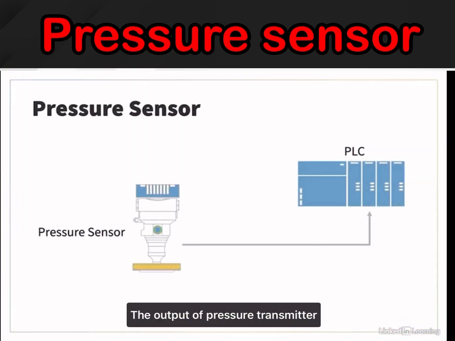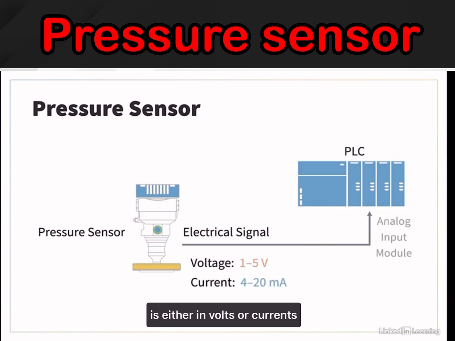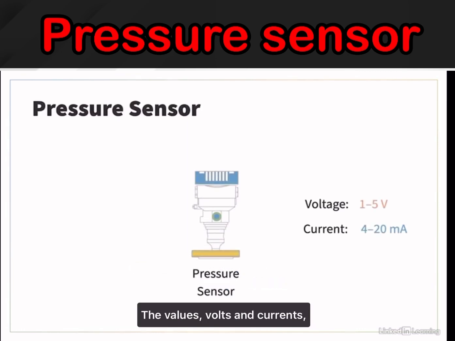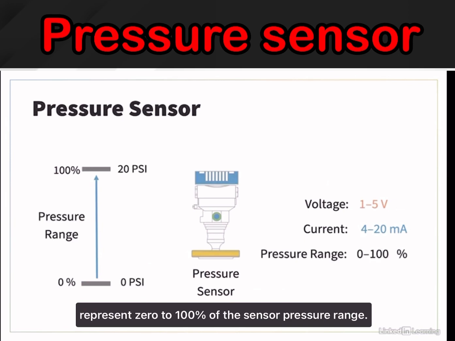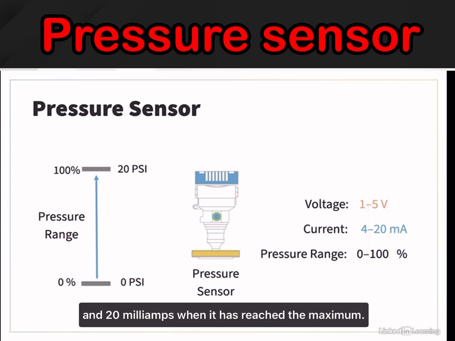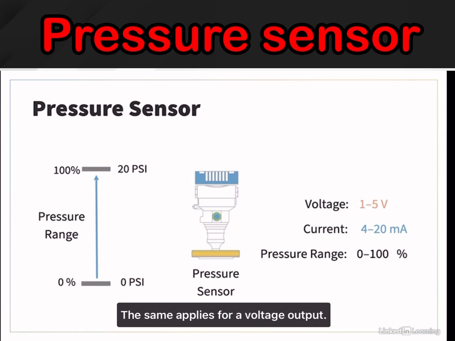The output of a pressure transmitter is either in volts or currents, connected to an analog input module of the PLC. Voltage is usually between 1 to 5 volts. Current is usually between 4 to 20 milliamps. The values, volts and currents, represent 0 to 100% of the sensor pressure range. For example, a sensor is designed to give an output of 4 milliamps when it has zero pressure and 20 milliamps when it has reached the maximum. The same applies for a voltage output.